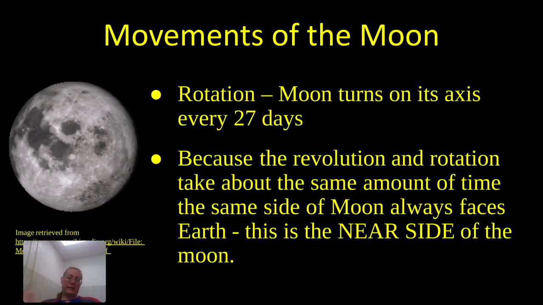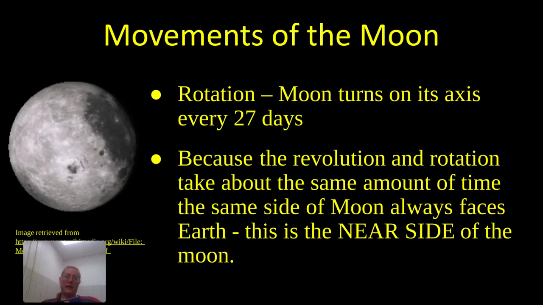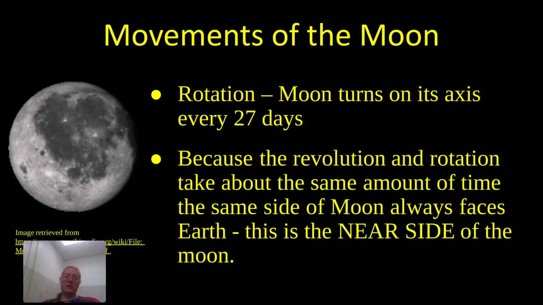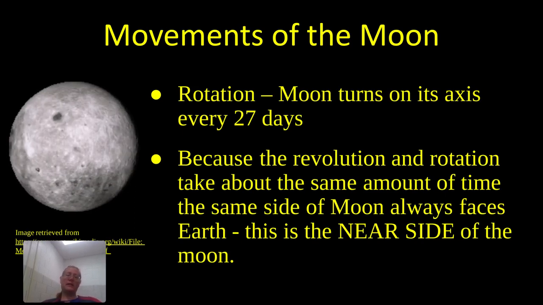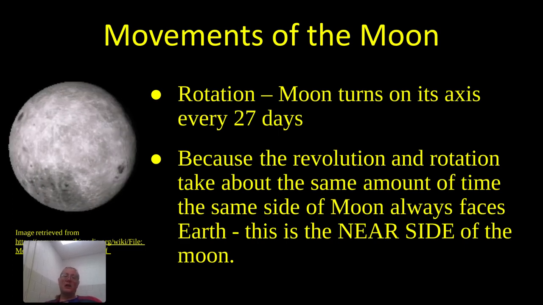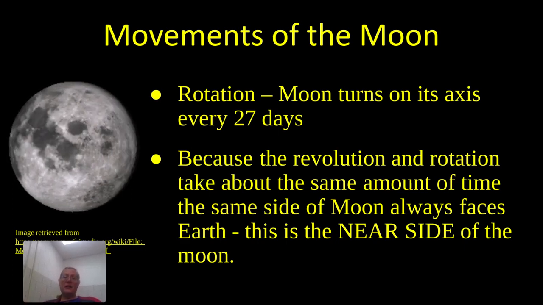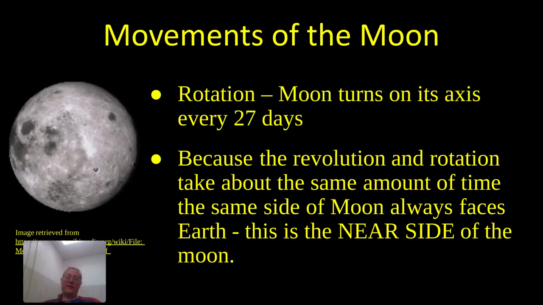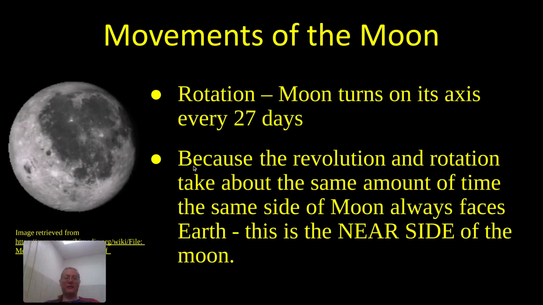The moon rotates, meaning rotates on its axis, every 27 days. So notice that it is only one third of a day difference between its rotation and its revolution. So, because of that, the same side of the moon always faces Earth. And this is called the near side of the moon.